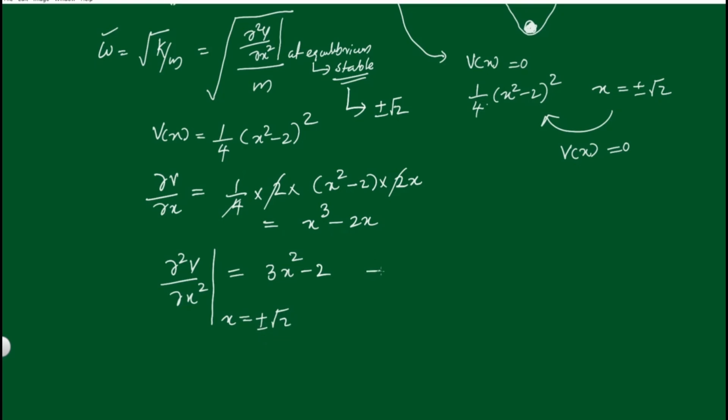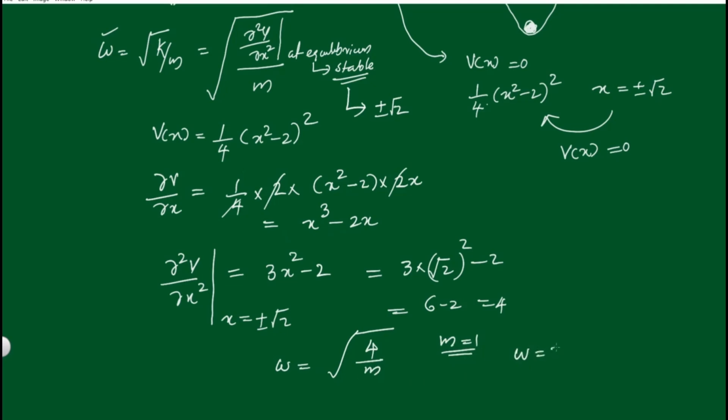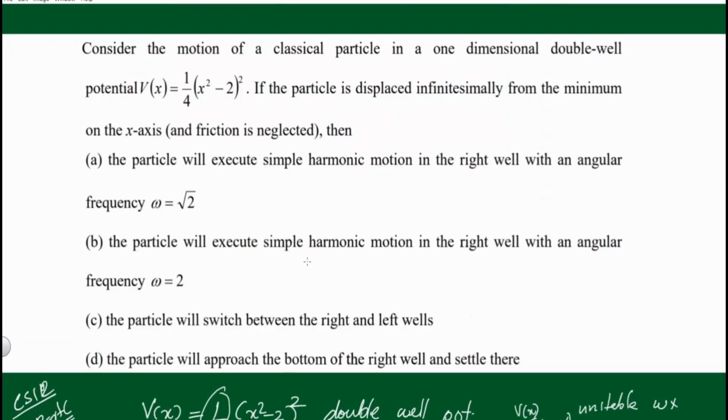Then what do we get? It is equal to 3 into root 2 whole square minus 2, that is 6 minus 2 equal to 4. So what is omega? Omega is equal to root of dou square V by dou x square, that is 4 by m. And in this problem, m is taken as unit mass. Then we get omega equal to 2. Now check which one is the correct answer. Option B.